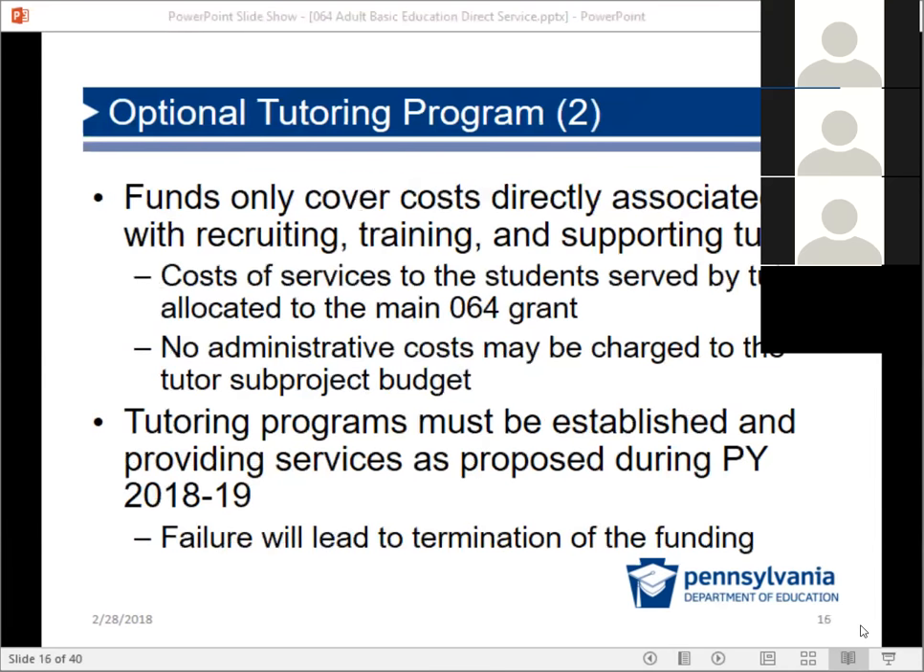Funds awarded under the optional tutoring program subproject may only be used to cover costs directly associated with recruiting, training, and supporting tutors. All costs associated with the provision of services to the students served by the tutors must be allocated to the main 064 Adult Education Grant. No administrative costs may be charged to the tutoring program subproject budget.